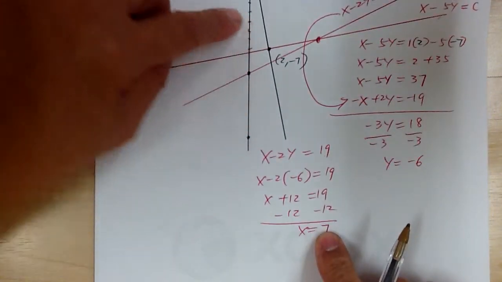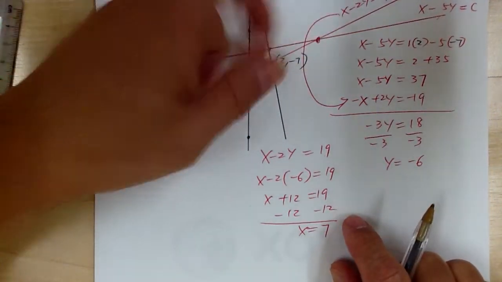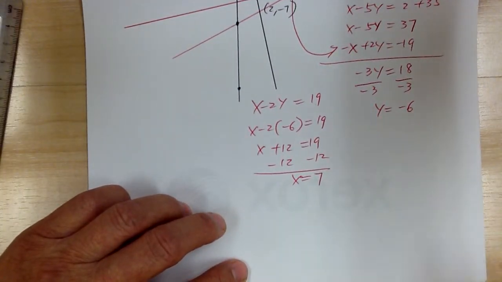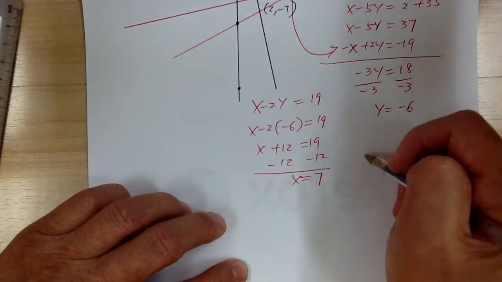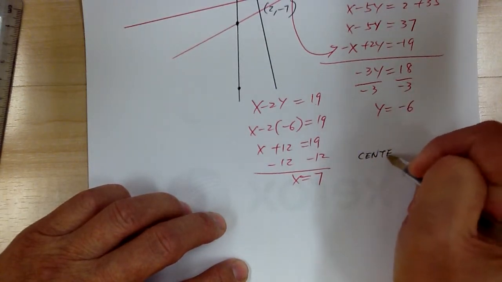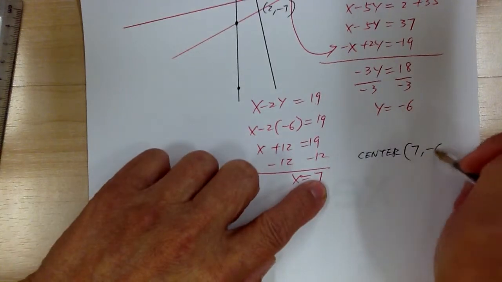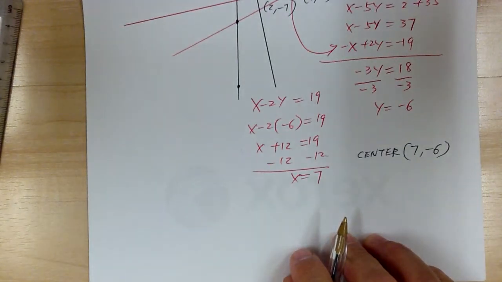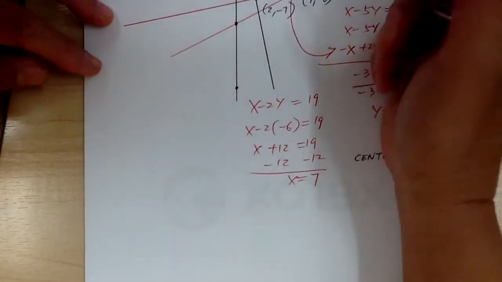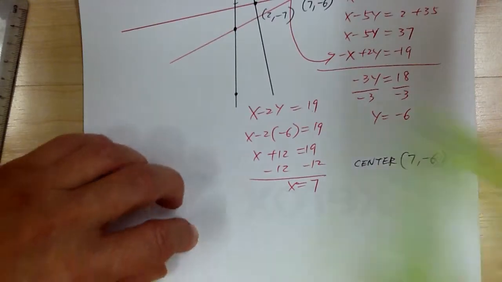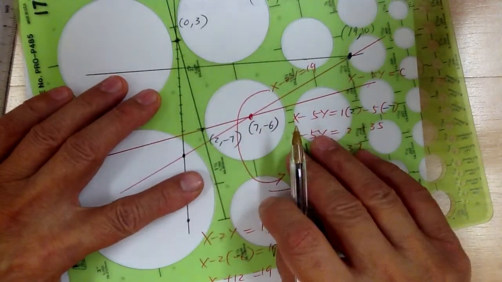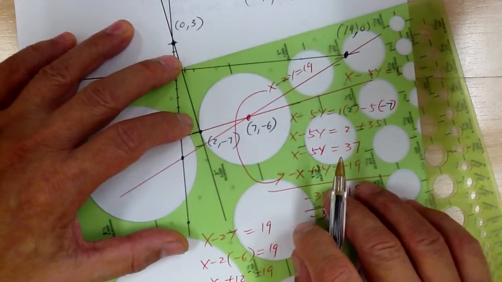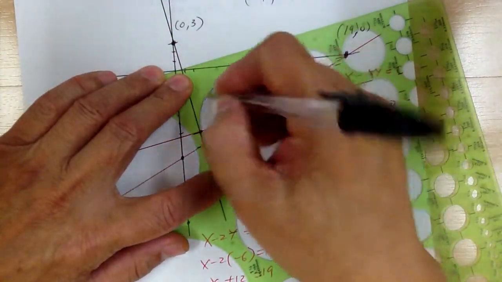Again, you check to see if it's reasonable. So 7, negative 6, yeah, reasonable, so it looks like you're on the right track. Okay, so your center is going to be at 7, negative 6. So next thing you have to do is find the distance, okay? So again, the circle is kind of big. It's going to be about like right over here.